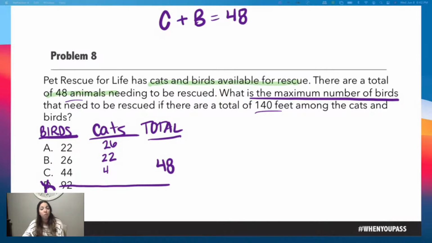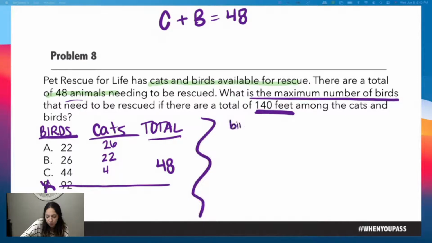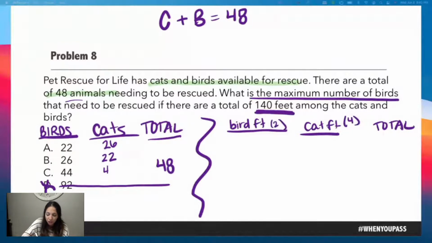Now that I know that that's how many birds and cats I have, and I know that there's 140 feet, how many feet do birds have? Bird feet, cat feet, total feet. Cats have 4 feet, birds have 2 feet. So if I multiply how many birds, 22, times the number of feet each bird has, that would create 44 bird feet. And then if I multiply the number of cat feet by the number of feet they have, 26 times 4 equals 104.